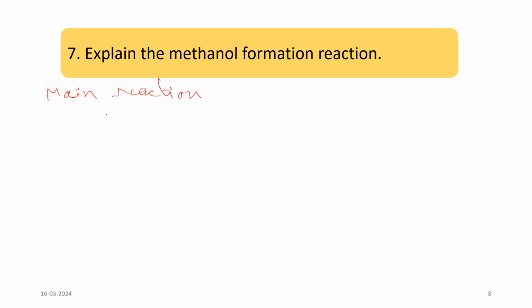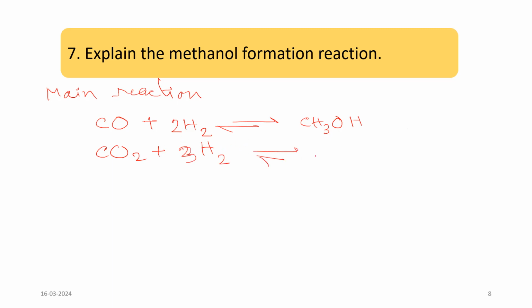So methanol forms from syngas. Syngas means CO plus H2. Here 2 moles of hydrogen produce CH3OH, that is methanol. Also in the main reactions, carbon dioxide reacts with hydrogen. Here 3 moles of hydrogen produce methanol plus water.